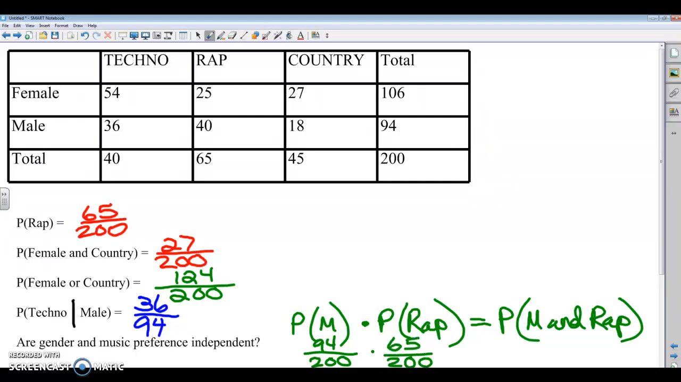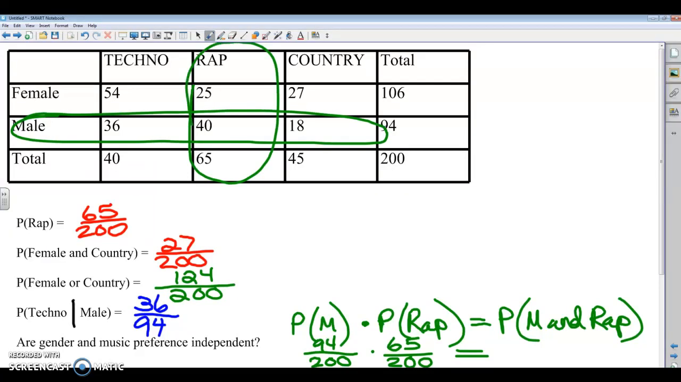And then picking a male and that likes rap as well. Well, here's my males. Here's my raps. They overlap at 40, so that would be 40 out of 200 are males that like rap. And then we're just going to see if that equation is true. If it is, they are independent. If they are not equal, they are not independent. They are dependent. And when you multiply out the left side, it does not equal the right side. So these two events, gender and music preference, are not independent. They are dependent.